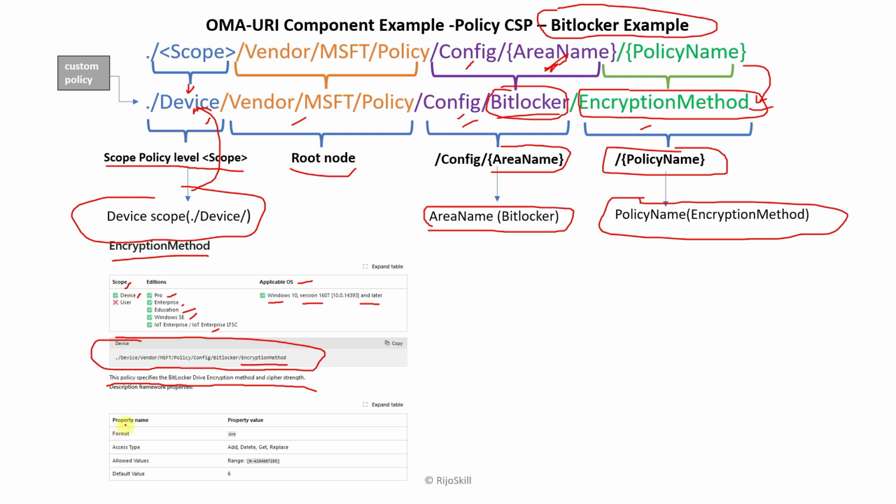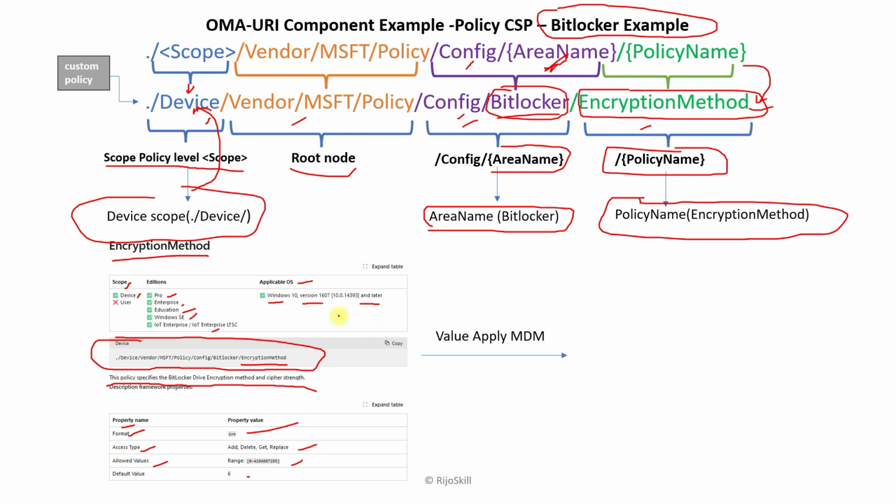Okay, so you can see the property name here. The format is integer type and the access type is add, delete, get, replace. This is the policy implementation for the devices, and the allowed value you can get is 0 to 4000 like this, and the default value is as shown.